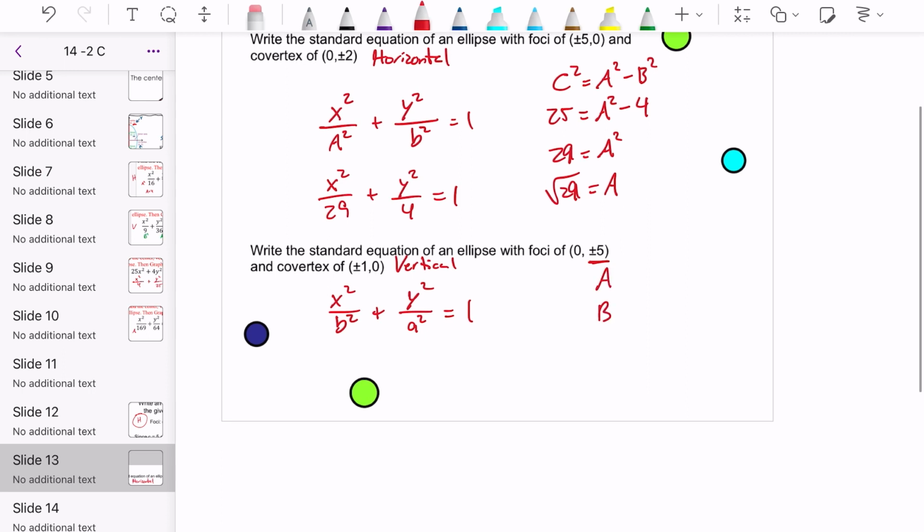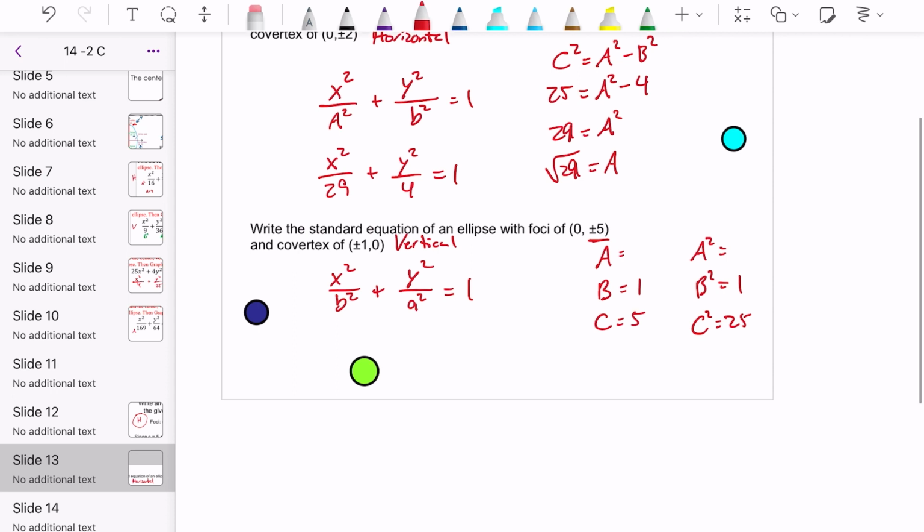We have our A, B, C. Keep in mind the foci would be 5. Our covertex would be 1. And we're solving for A. If we're looking for A squared, B squared, and C squared, this would be 25, 1, and we're still solving for that.